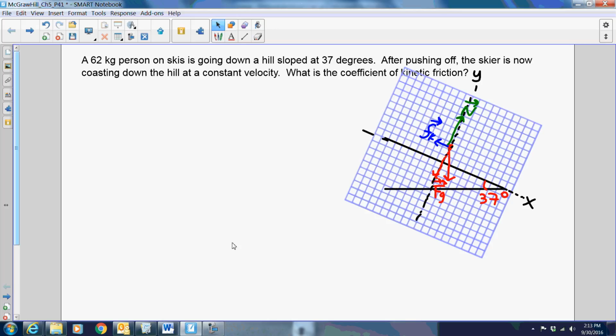Okay. I'm trying to find the coefficient of kinetic friction. That requires me to know both the force of friction and the normal force in order to calculate that. I don't have formulas for those, since I can't solve for the force of friction using the coefficient. That's what I'm finding. But I do know the mass of this person, 62 kilograms here. And that lets me solve for the force of gravity. So I'm going to solve for that first.